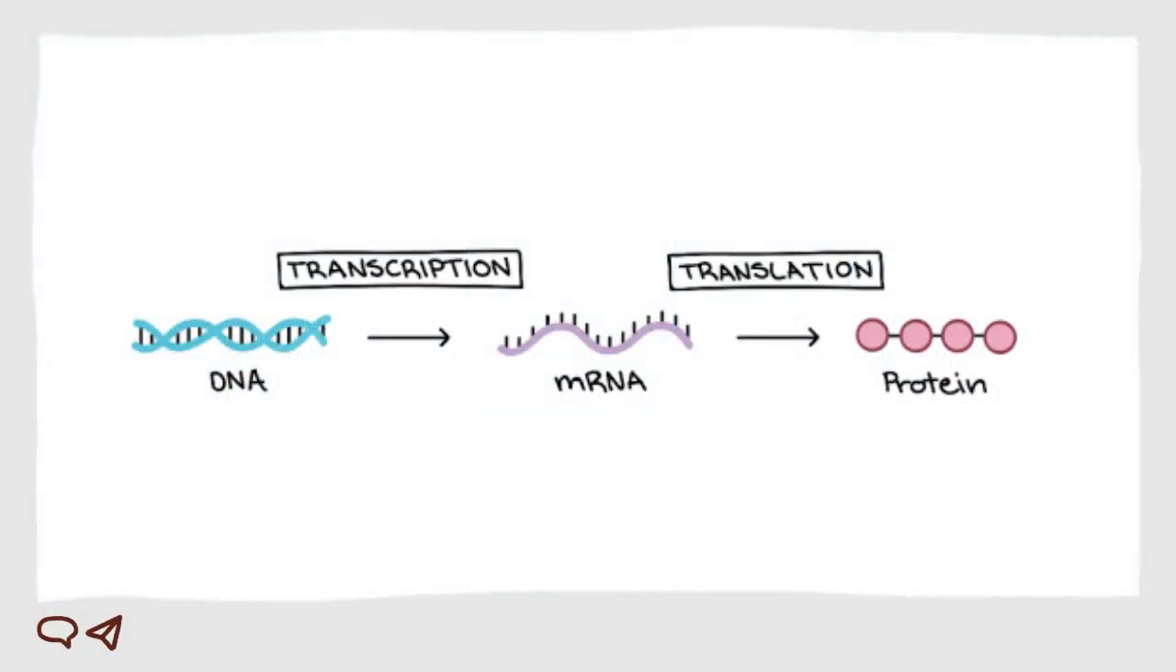A gene that encodes a polypeptide is expressed in two steps. In this process, information flows from DNA to RNA to protein, a directional relationship known as the central dogma of molecular biology.